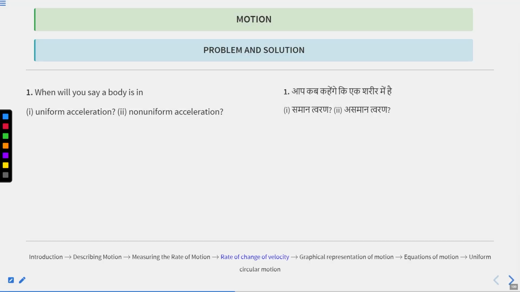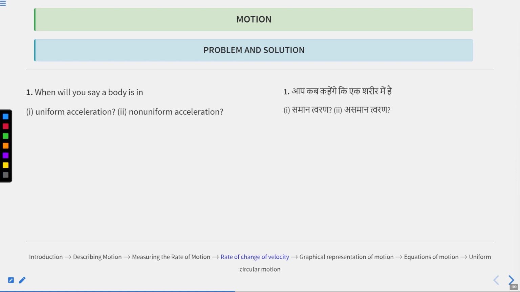Welcome class. So we are studying chapter number 7 of class 9 NCERT Science, chapter name Motion. And in last class we learned about acceleration. And what is acceleration? It is the rate of change of velocity. Okay. And we begin by solving some questions.